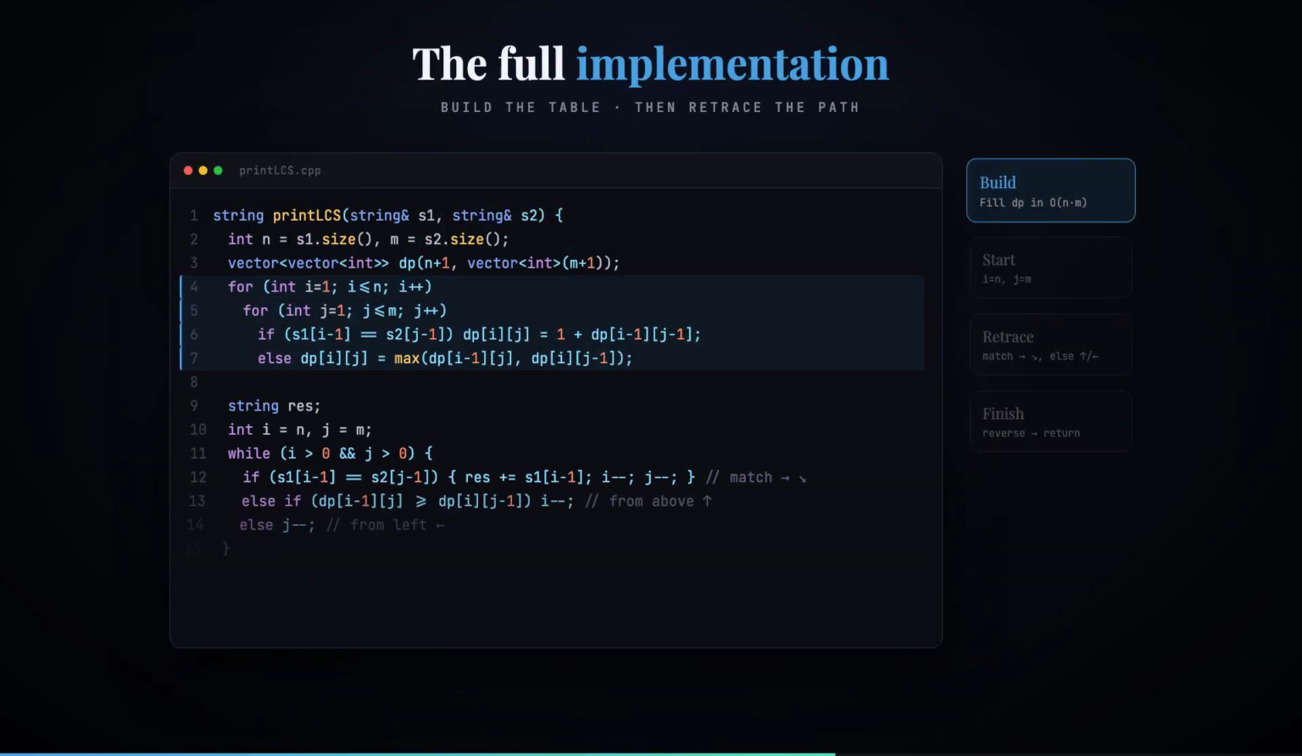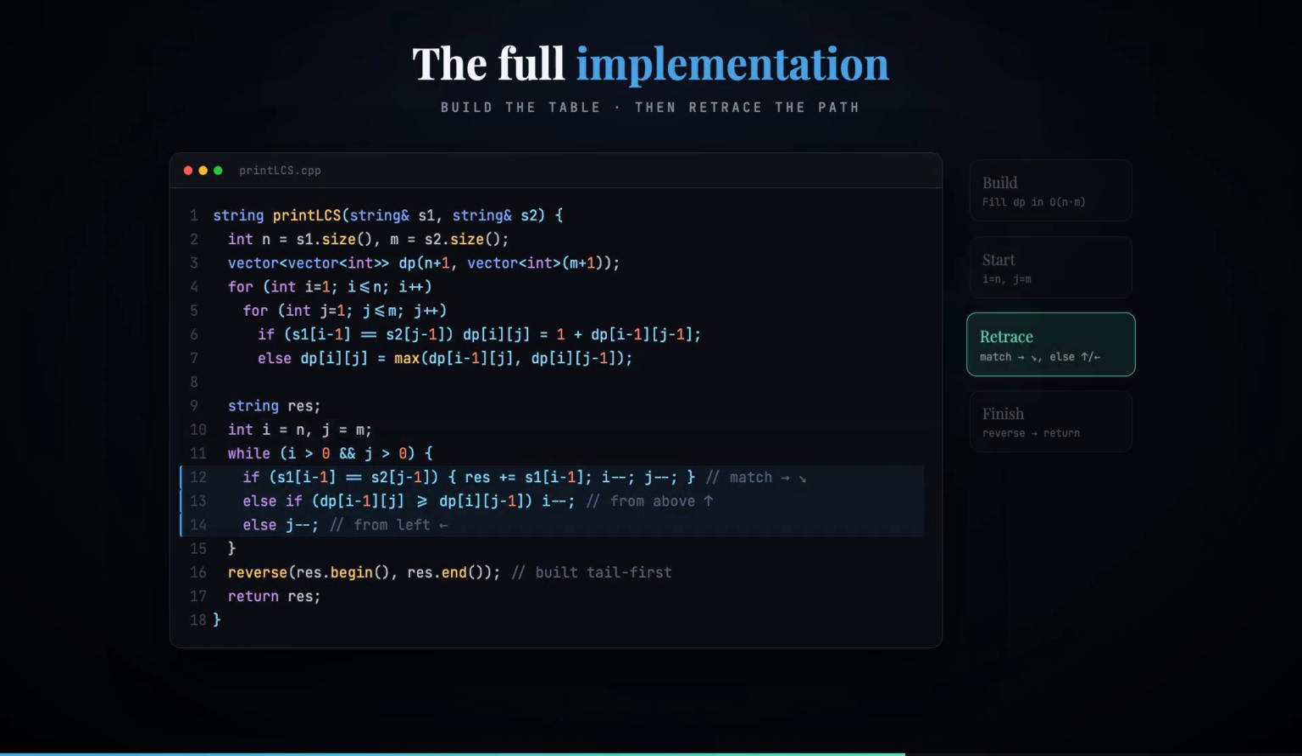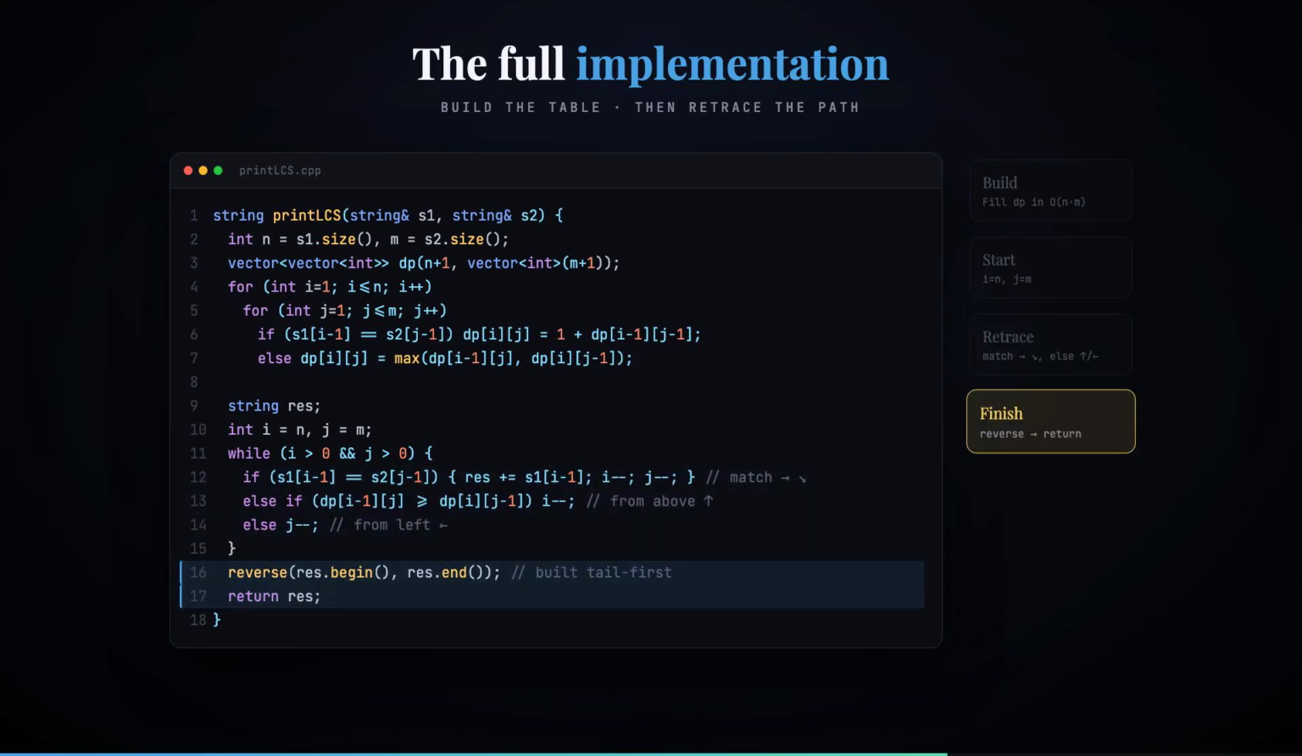Here is the full implementation. The first loop builds the table exactly as before. Then we start at i equals m, j equals n and walk while both are positive. On a match, we append the character and move diagonally. On a mismatch, we follow the larger neighbor up or left. Finally, reverse the string and return the answer.